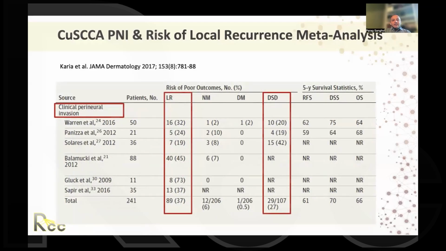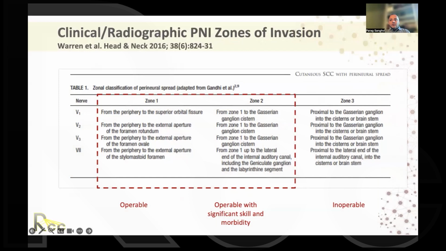This is now looking at the same cohort of patients in this meta-analysis when patients present with clinical perineural invasion. And you can see that now local recurrence is a much bigger problem. 37% of these patients will have a local recurrence. And you can see that disease-specific death is on the order of about a third of patients. So this is what I mean about patients with perineural invasion and who can you cure and who can you not cure. So we talk about this zone 1, zone 2, and zone 3.